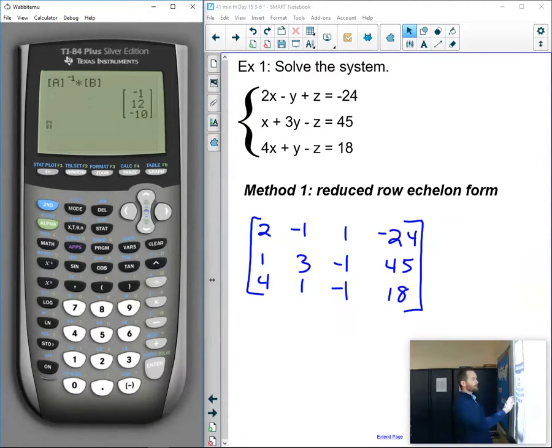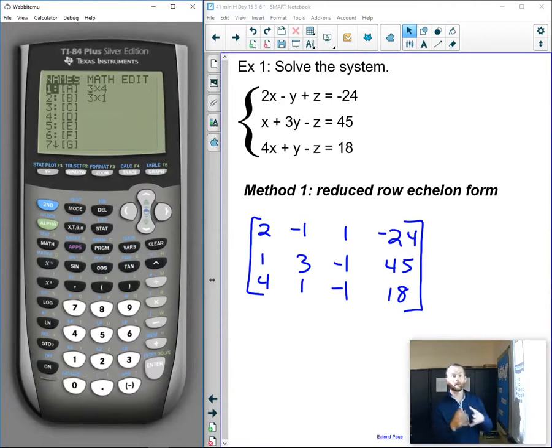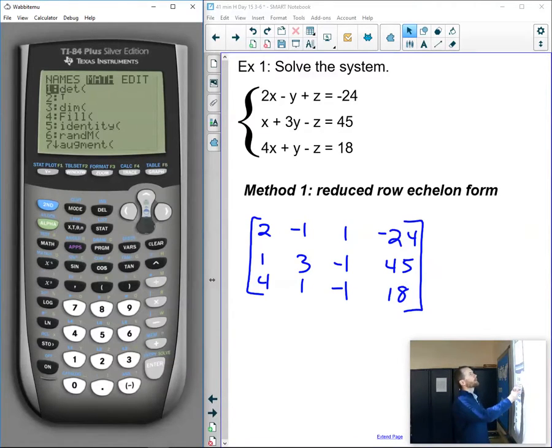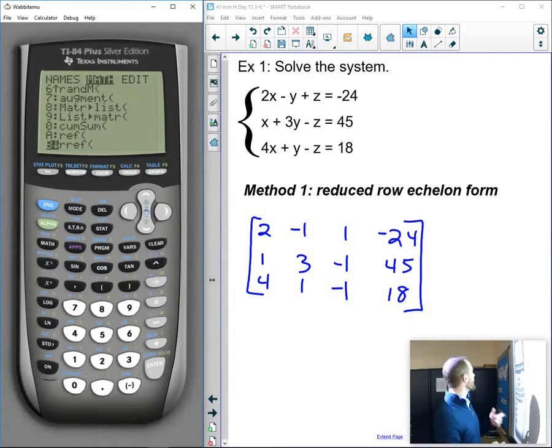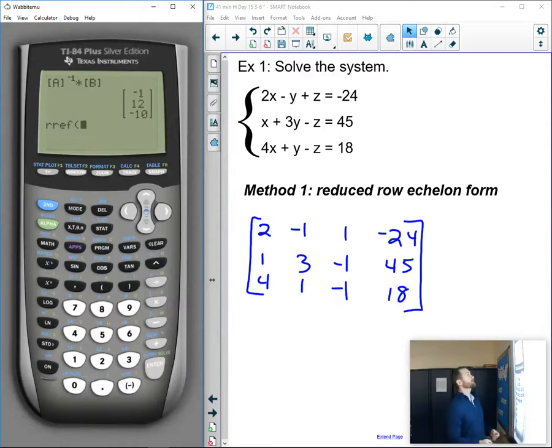I'm going to go to second matrix, and instead of going and getting our matrix right away, I'm going to go to math and scroll all the way down. It's almost the last one. So I guess I could have gone up and gotten there faster. There it is, RREF. So that stands for reduced row echelon form. I'm going to hit enter, and then we're going to just go back and hit second matrix, grab matrix A, hit enter, and there it is.